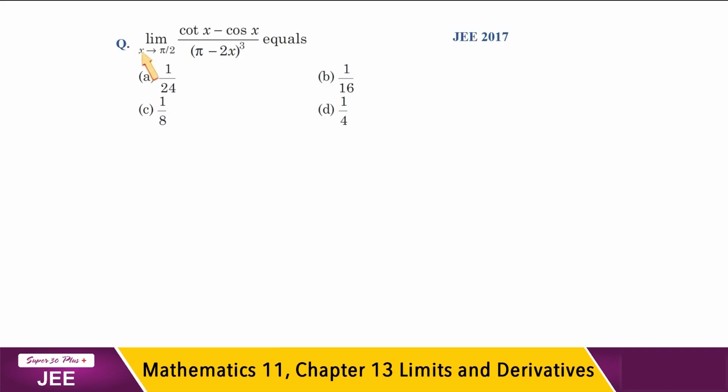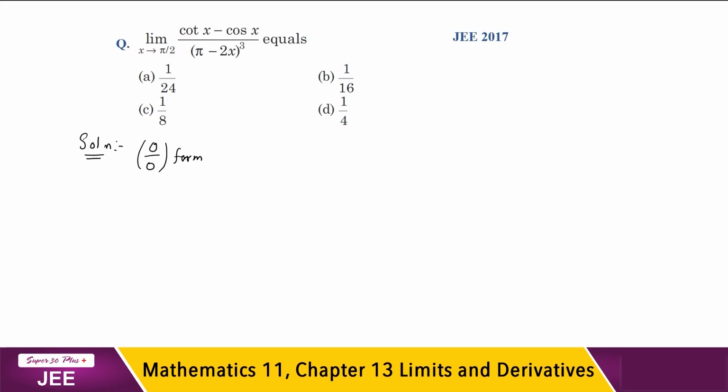Now we have a question which was asked in JEE 2017 Mains Examination, and this question is again based on limit. We have to evaluate the limit x approaches pi by 2, of the function (cot x minus cos x) divided by (pi minus 2x) whole cube. So let's begin with the solution part. When x is approaching pi by 2, we have 0 in numerator and 0 in denominator as well. So this is again a 0 by 0 indeterminate form.